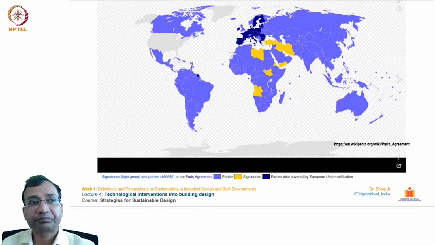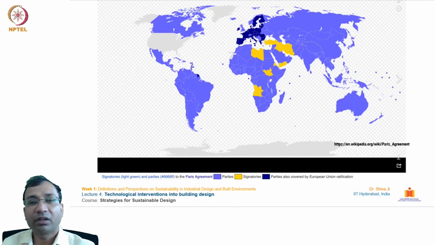Further, we can see over here the signatory countries, the parties who have signed the Paris Agreement. The parties are given in this blue-purple color. You can see over here, so these many countries have actually signed. Signatories are shown in yellow, and the parties also covered by the European Union ratifications are given over here. And the countries who have not signed, for example, here you see the United States of America, the biggest emitter in the last century, has actually not signed on to this Paris Agreement.